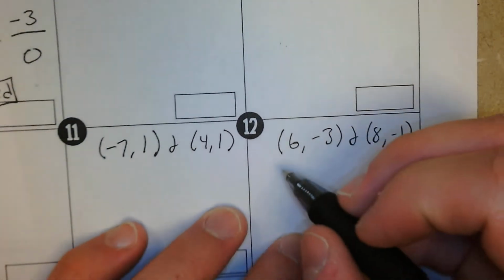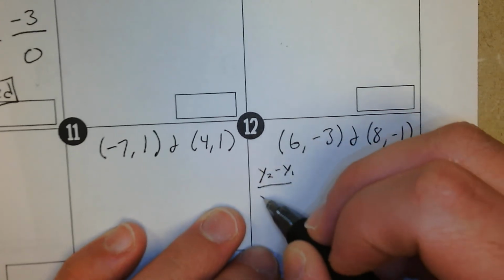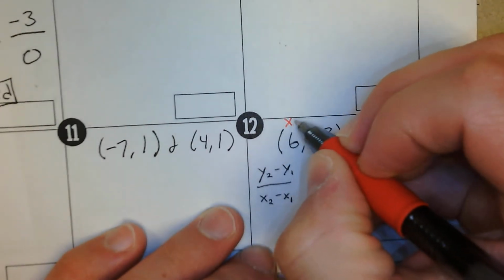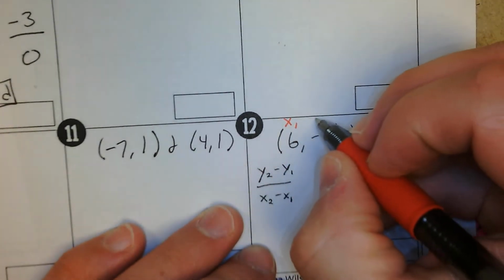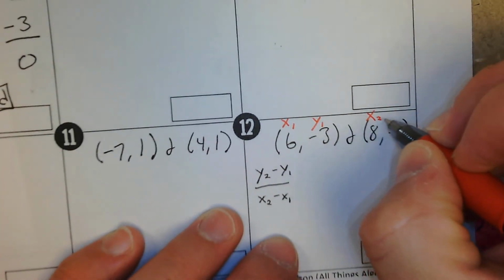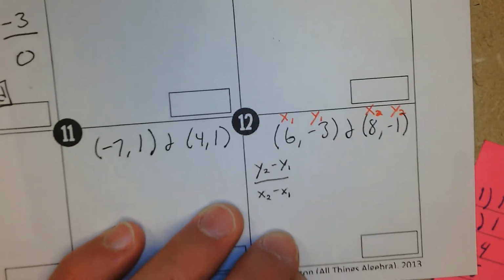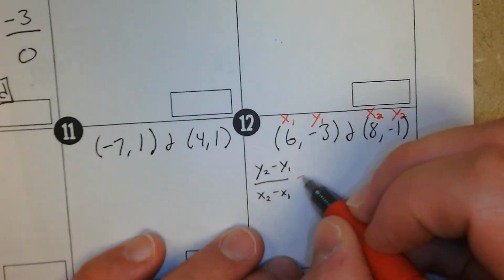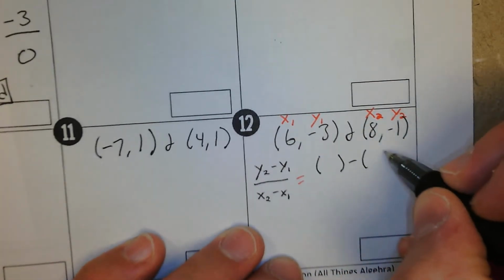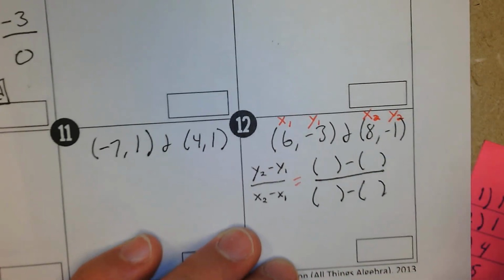Okay, so same thing, we need to do y sub 2 minus y sub 1 divided by x sub 2 minus x sub 1. So we have to identify this is x1 because it's the x value of the first point. This is y1 because it's the y value of the first point. This is x2 because it's the x value of the second point. This is y2 because it's the y value of the second point. Plug those into your equation. So we do a parentheses minus a parentheses divided by a parentheses minus another parentheses. Start plugging in your values.